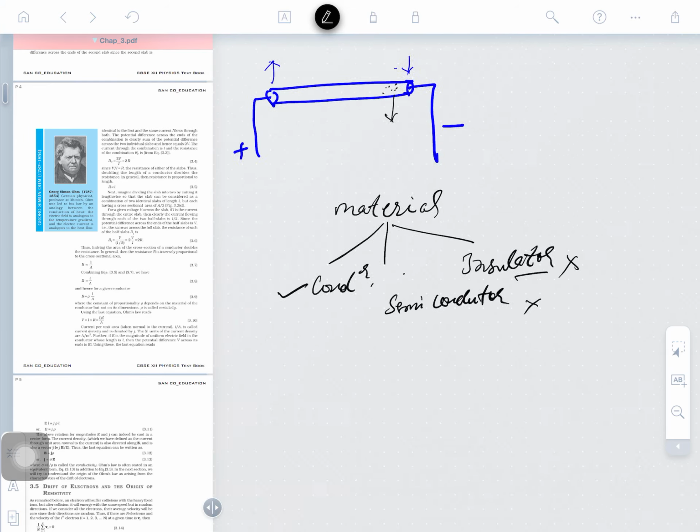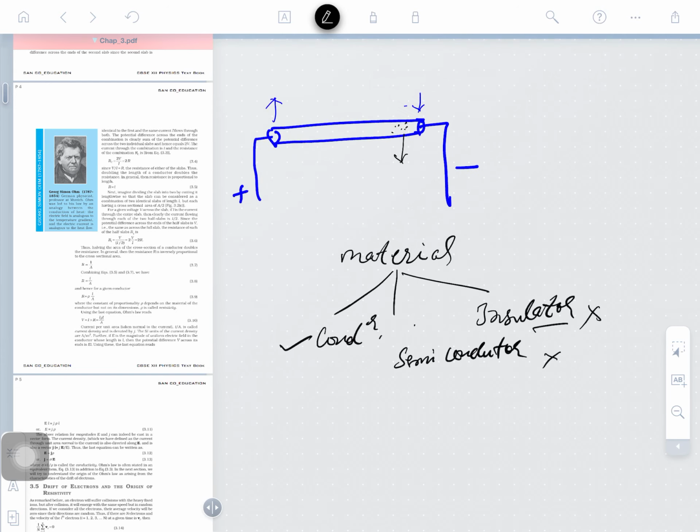A conductor has free electrons. When we apply the potential difference across the conductor, these electrons start drifting, and as a result they flow from one end to another. How much net charge do they constitute? The charge per unit time is said to be electric current, and the derivative of charge with respect to time is said to be instantaneous current. Is that clear, guys?